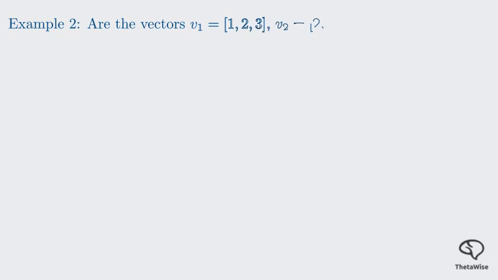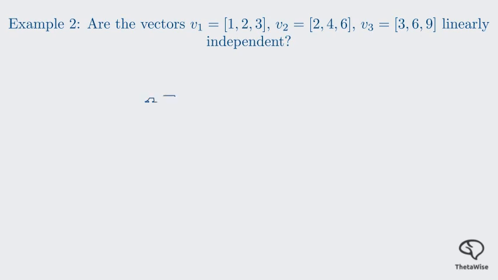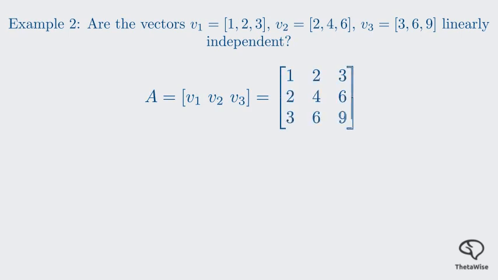Let's do another example, this time with a set of vectors that are linearly dependent. Are the vectors v1 equals (1, 2, 3), v2 equals (2, 4, 6), and v3 equals (3, 6, 9) linearly independent? Again, we form the matrix A with these vectors as columns. A equals the matrix [1, 2, 3; 2, 4, 6; 3, 6, 9]. We've seen this matrix before.